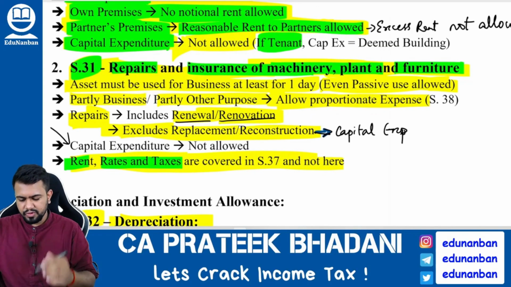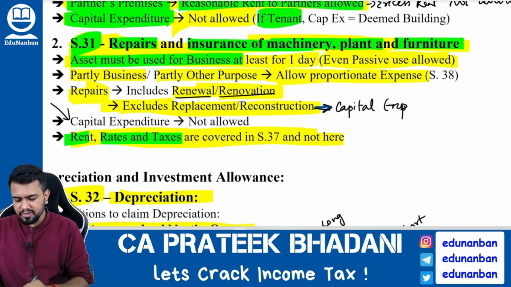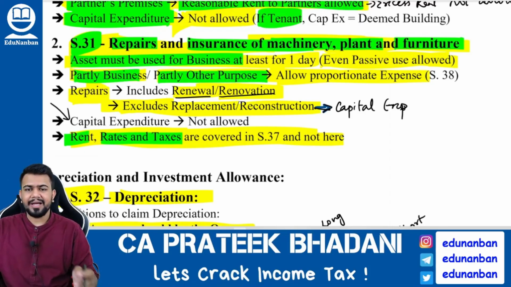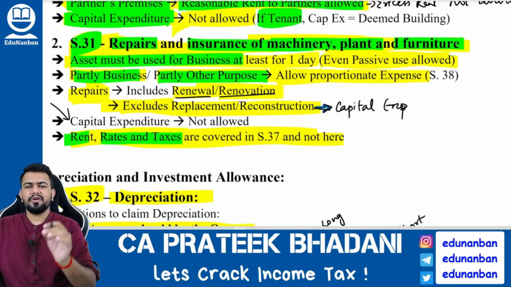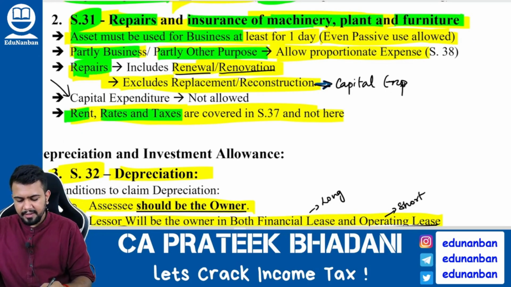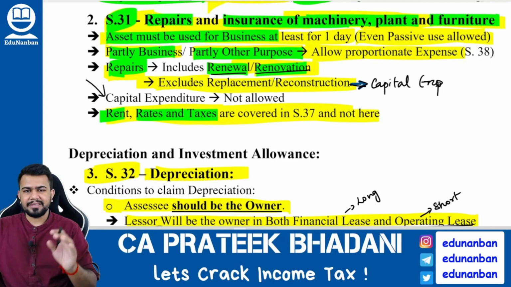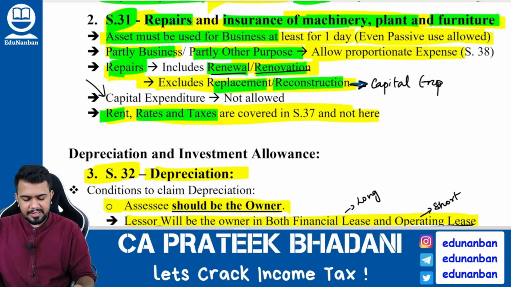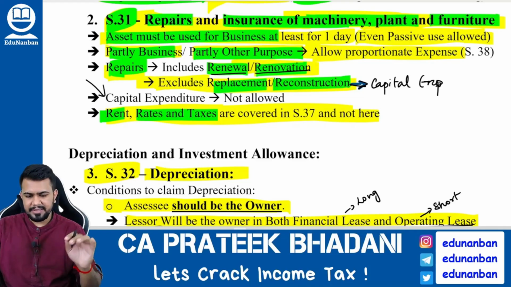Here also, as usual, only if the asset is used for business, it will be allowed as deduction. Next, if it is partly used for business and partly used for other purposes, then only the proportionate amount which is used for business will be allowed as deduction. Then, if it is a repair, then renovation is only allowed as deduction. Replacement or reconstruction is considered as capital expenditure and hence not allowed as deduction.